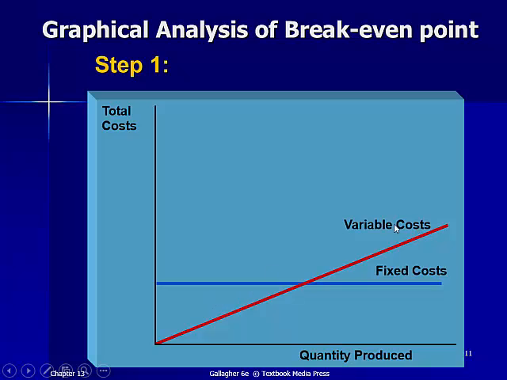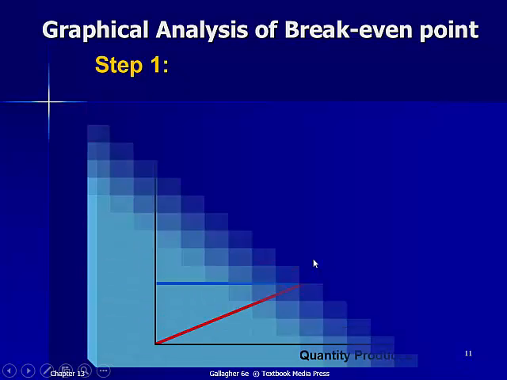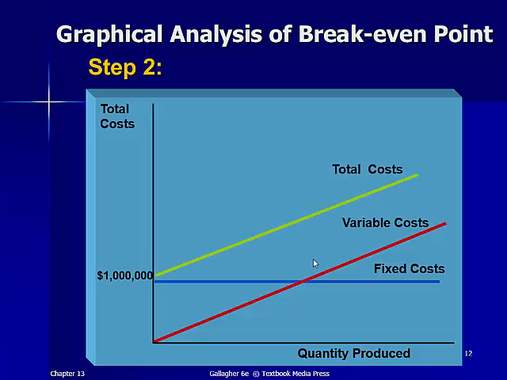So the slope of a line is delta y over delta x. So the change in costs over the change in quantity produced gives us the variable cost per unit as the slope of this red line. And then the total costs is just the red line shifted up by the amount of the fixed costs. And so you can see that we have $1 million worth of fixed costs, and the slope of the yellow line is the same as the slope of the red line, the variable cost per unit.